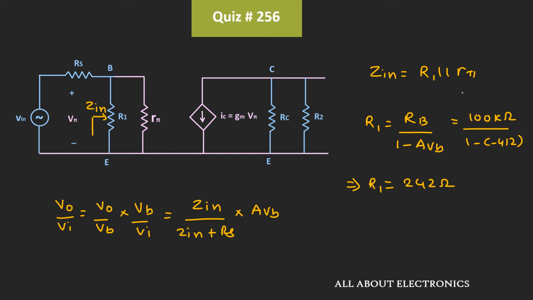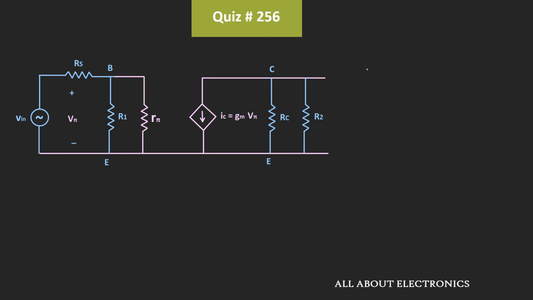Similarly, let us find the value of R pi. This R pi will be equal to beta divided by Gm, that is equal to 100 times 26 ohm, that is equal to 2.6 kilo ohm. In this way we got the value of R1 as well as R pi. That means input impedance will be equal to R1 parallel R pi, that is equal to 242 ohm in parallel with 2.6 kilo ohm. That means input impedance is equal to 221 ohm.